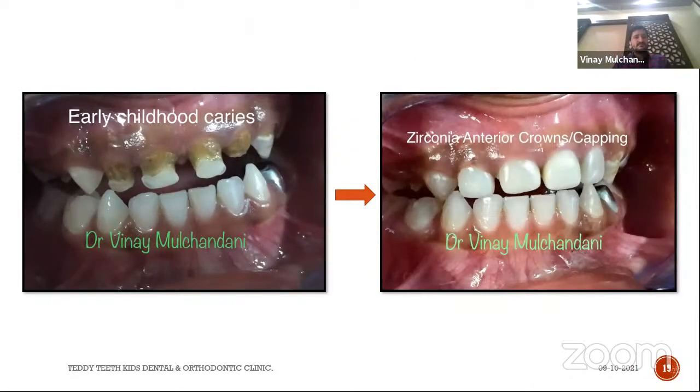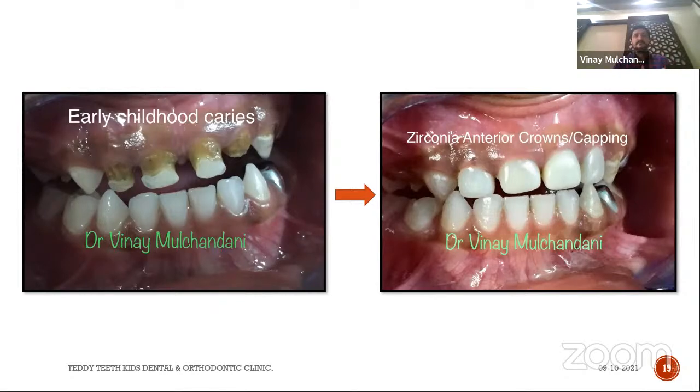This is a case where a child reported with early childhood caries. This is again a common scenario in a young patient, especially in children below 6 years, because of multiple reasons like bottle feeding, poor brushing, and deficiencies in minerals, especially calcium and phosphate deficiencies. These situations lead to such early involvement of dental caries.